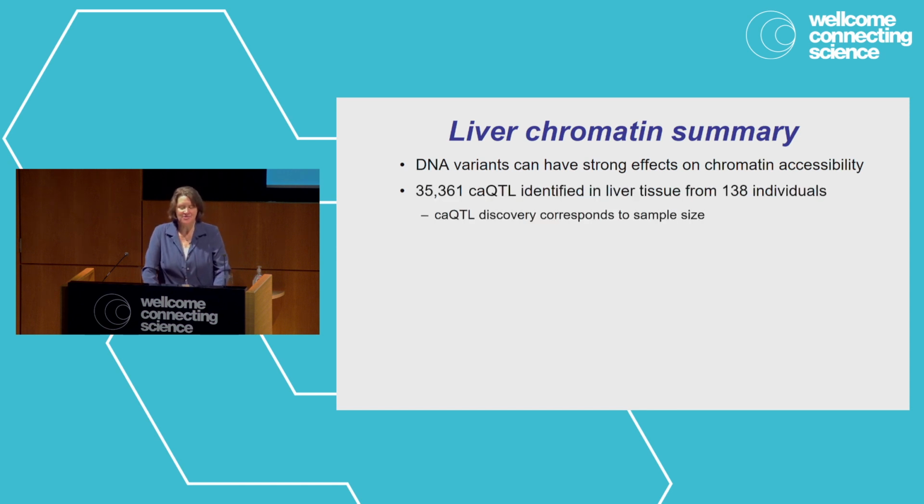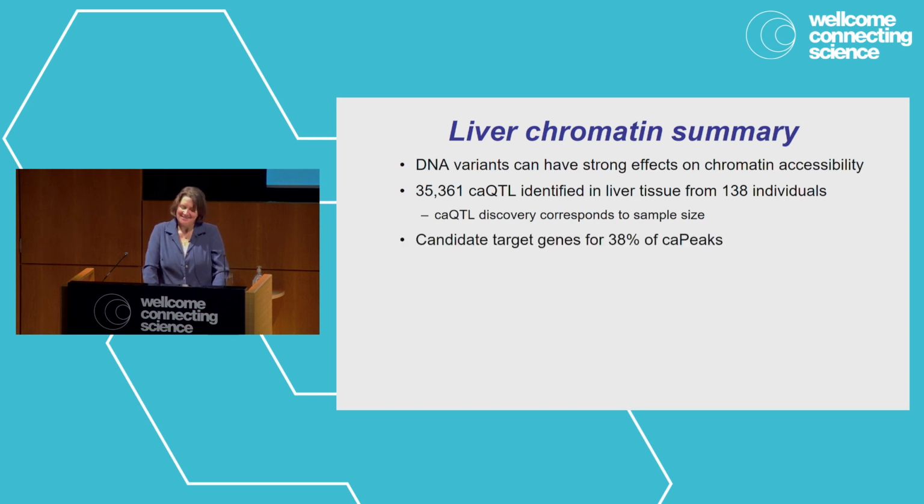So here with 138 individuals, we found 35,000 regions across the genome where the variant is influencing the regulatory element accessibility. caQTL detection corresponds to sample size. It also corresponds to read depth. When we downsample our read depth, we find less and less evidence for chromatin accessibility. The larger the sample size, the more that we would be able to identify.